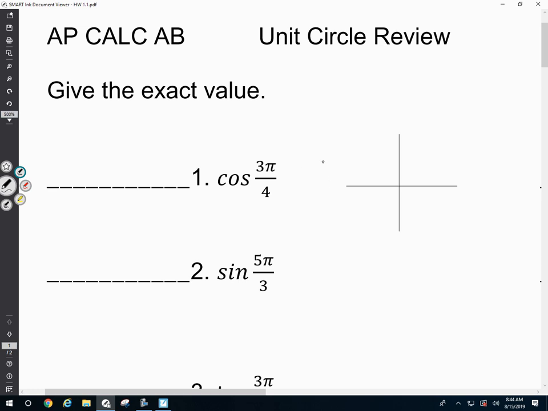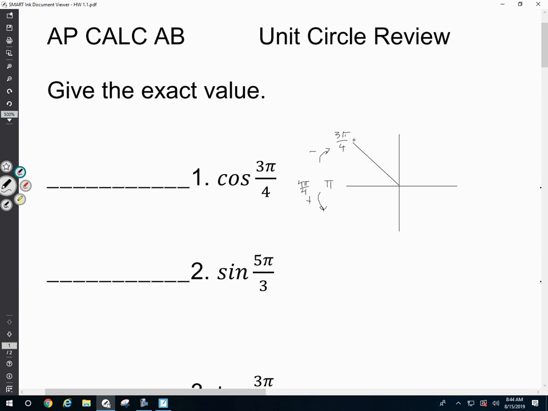So 3 pi over 4. First thing I'm going to do is find the location of an angle. Well, I know pi is here. I know going clockwise would be subtracting an angle. Going counterclockwise would be adding. So if I start at pi, knowing that that's the same as 4 pi over 4, I could subtract the pi over 4, and I'd be in the second quadrant.